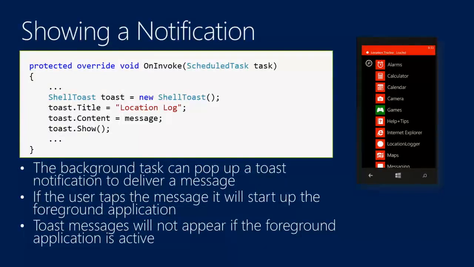Again, you just modify the tile properties, and up it will come on the start menu if they've pinned it there. And so there you go. You don't get the toasts if the foreground app is active. So you only see those actually if your agent is running in the background at that time.